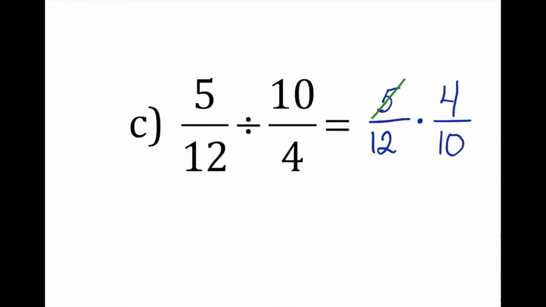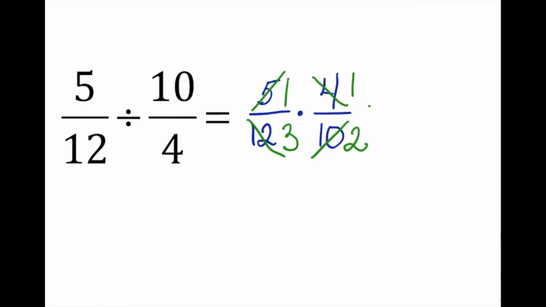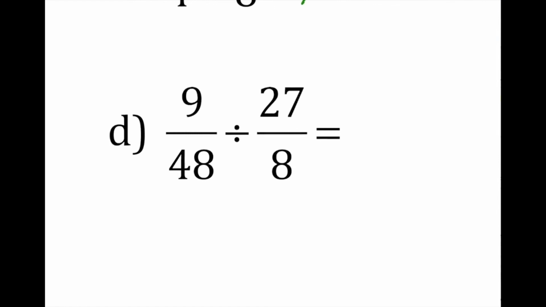Dividing by 5, this will leave me with a 1 here and a 2. And then here I will have 1 if I divide by 4 and 3 if I divide by 4. So together that will give me 1 over 6. 9/48 divided by 27/8. Rewrite 9 over 48 multiplied by the reciprocal, which is 8 over 27.